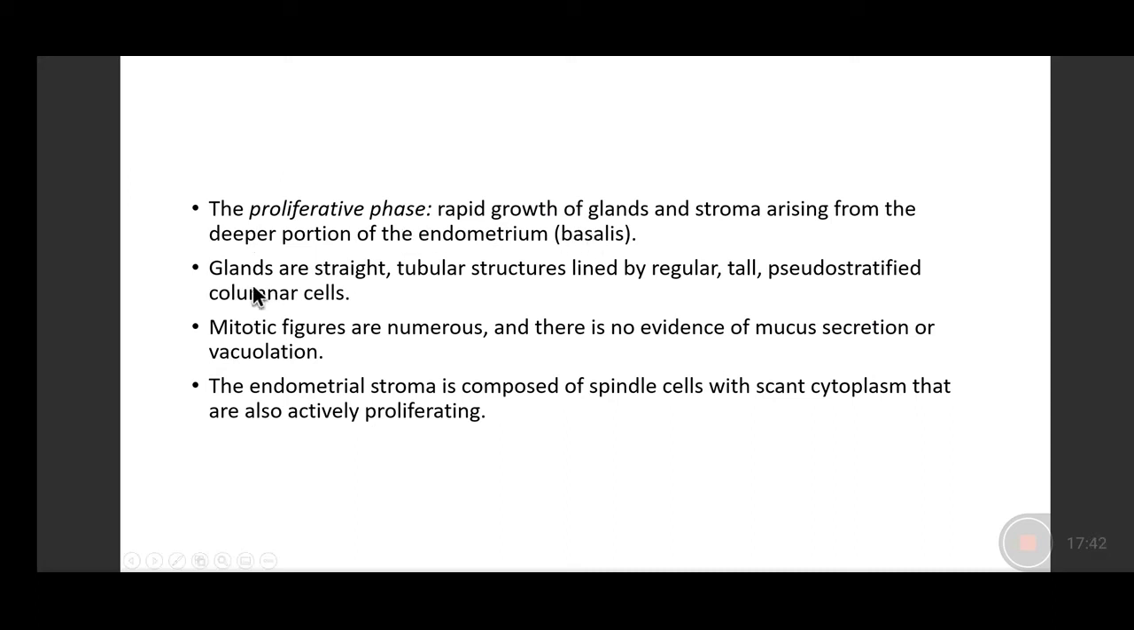Now the glands in the proliferative phase are very straight tubular structures lined by regular tall pseudostratified columnar cells. Mitotic figures are numerous and there is no evidence of mucus secretion or vacuolation. The evidence of mucus secretion or vacuolation is something that you'll look out for in the secretory phase of the endometrium. The endometrial stroma, in case of proliferative endometrium, would be composed of spindle cells with a scant amount of cytoplasm that are also actively proliferating.